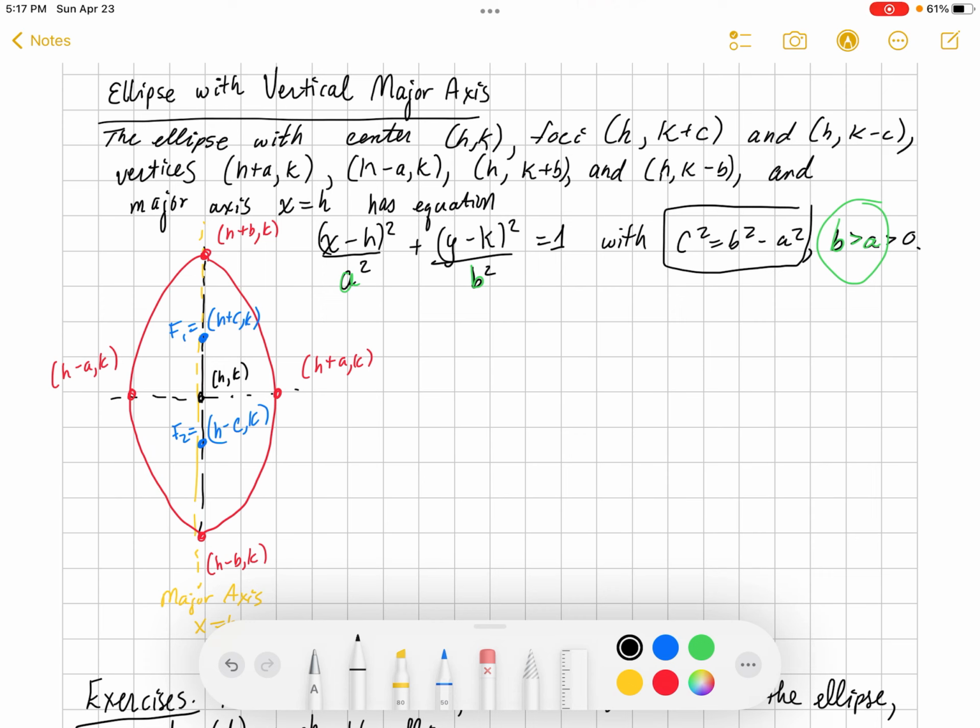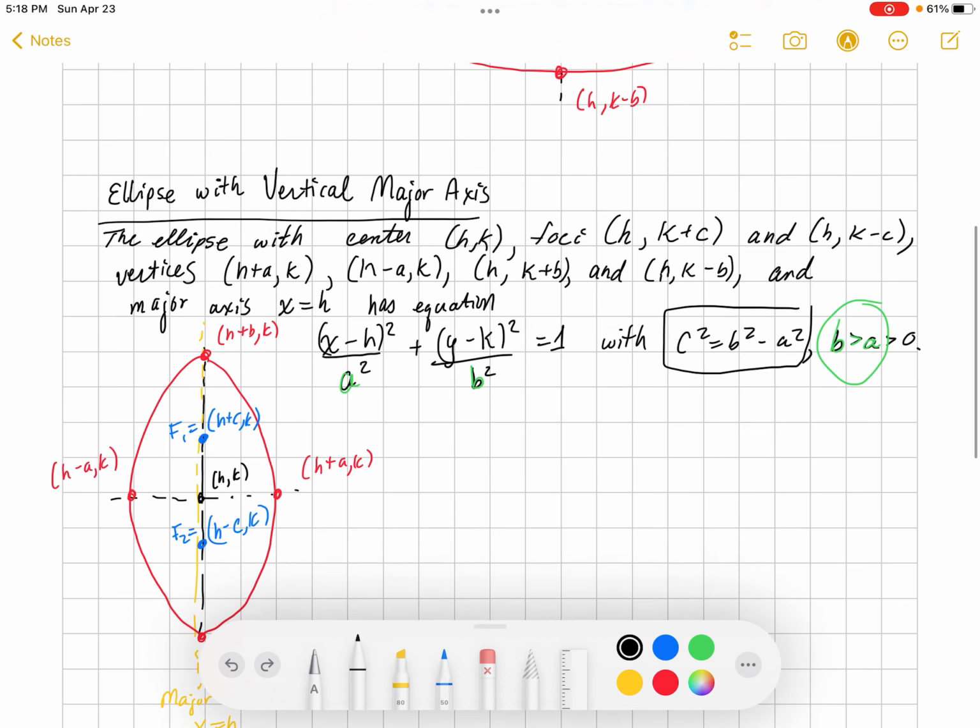And in this case, when you're finding your c for your foci, you're going to have to use the equation c squared equals b squared minus a squared. Why b squared minus a squared? Well, remember, b is bigger, so b squared is going to be bigger than a squared. So in order to get a positive number, you have to take the larger b squared minus the smaller a squared.